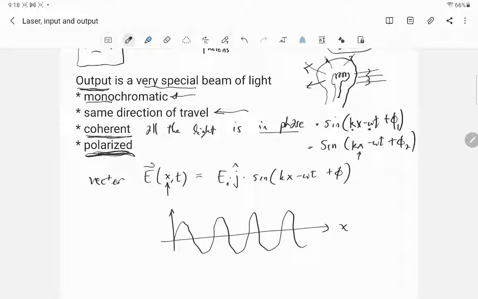But this direction right here is actually the y. And there are places in the wave where the electric field points upwards in the y. There are places where the electric field is 0, and there are places where the electric field points downwards in the y. And we say that this is y polarized. And the thing about the light that comes away from a laser is it is polarized.